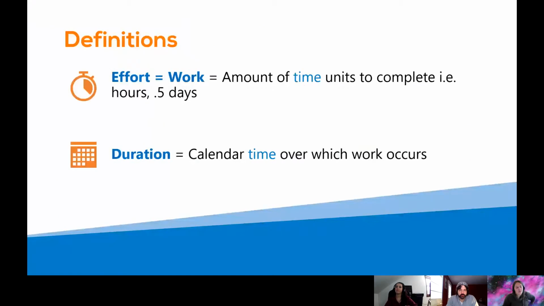So today, to start us off, when we're talking about time estimation, we're first going to talk about definitions. There's this concept of effort, or work, which are the time units to complete, versus the duration of time over which the work occurs. Anytime you're estimating, the first thing you have to do, either you or your team, is determine if you are talking about the time units versus the duration. So we're going to talk about a couple of different examples for both of those.